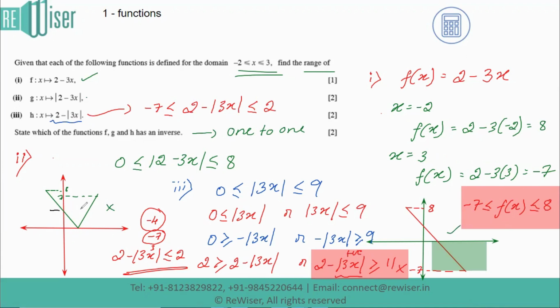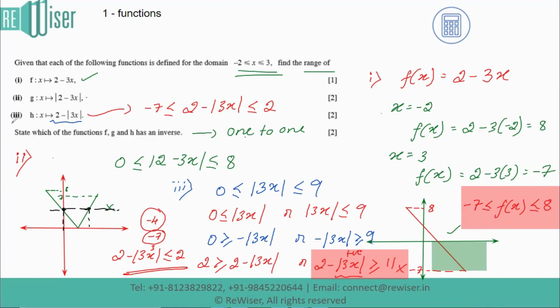That means for one y coordinate, we have two possible values of x. So suppose y is this value, we have two possible values of x. That means two different values of x will give us the same output. So that one we don't say is a one-to-one function.